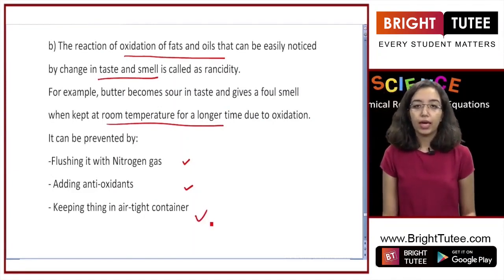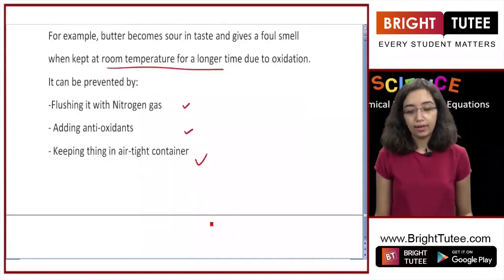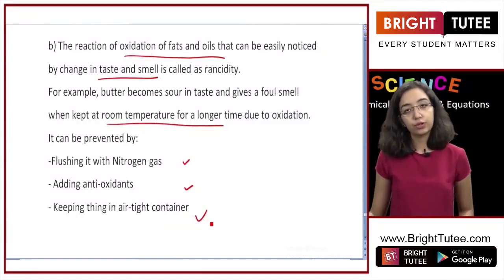So that is all for the exercise of this chapter. We have discussed all sorts of questions ranging from balancing equations, from types of equations, and from the two concepts of rancidity and corrosion.